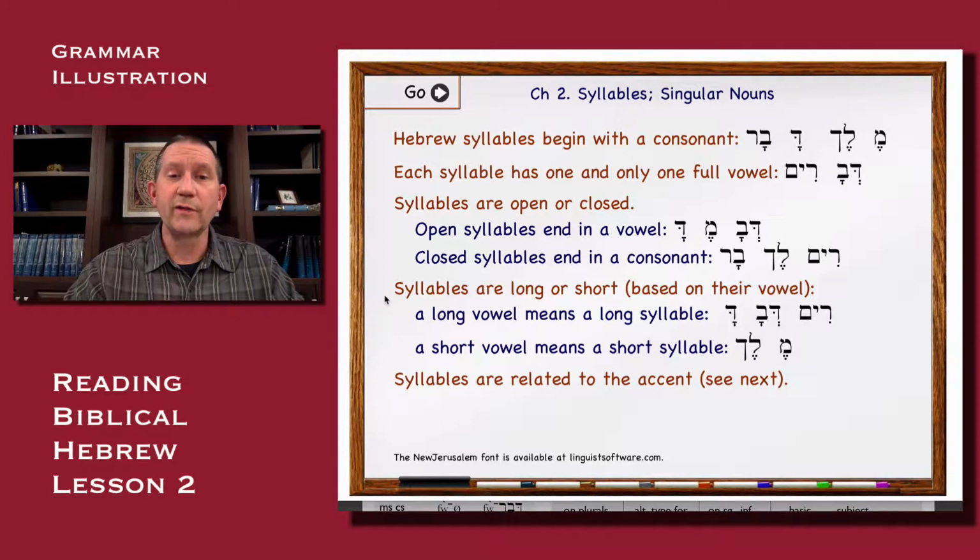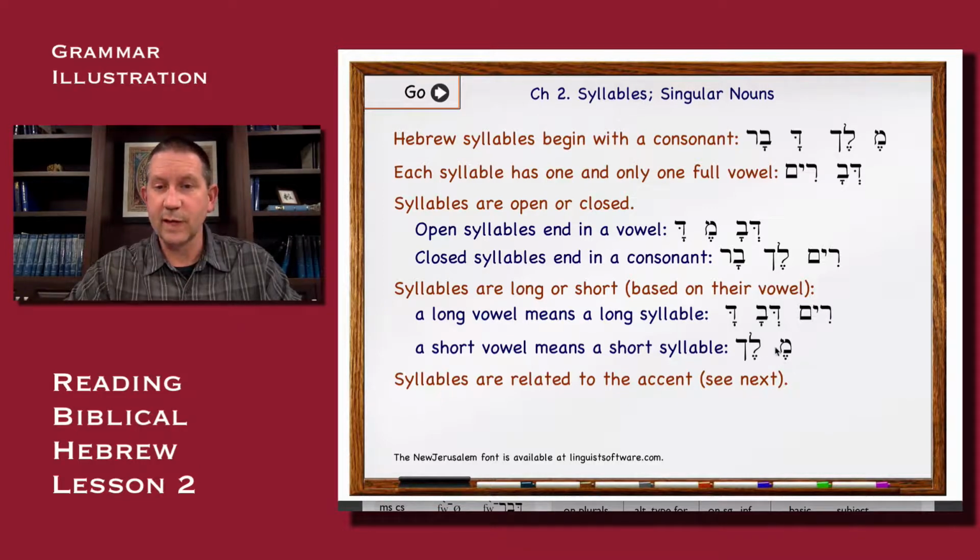Then syllables are either long or short, and that's based on their vowel, their full vowel. So in the case of reem or deva or da, it's a long syllable, just because it's a long vowel. And then a short vowel means that we have a short syllable, so both syllables of melek are short because they have a short vowel. And it doesn't matter whether it's open or closed.